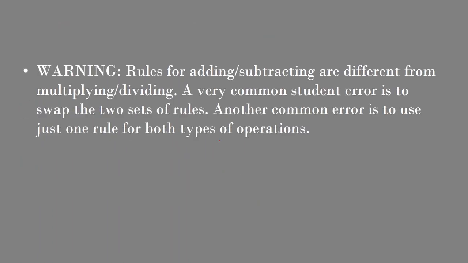Here I want to caution you that the rules for adding and subtracting are different from multiplying and dividing. A very common student error is to swap the 2 sets of rules, or another common error is to use just one rule for both types of operation. So you really have to remember that the 2 rules are different. In multiplication and division, we'll look for the number of significant figures. And in adding and subtracting, we look for the number of decimal places. And then the smallest number of sig figs or decimal places is what we show in our answer.